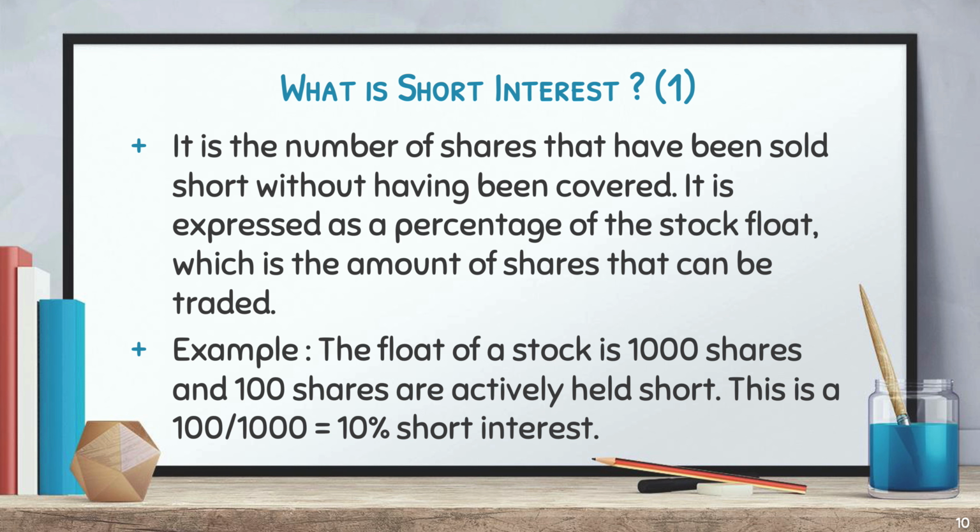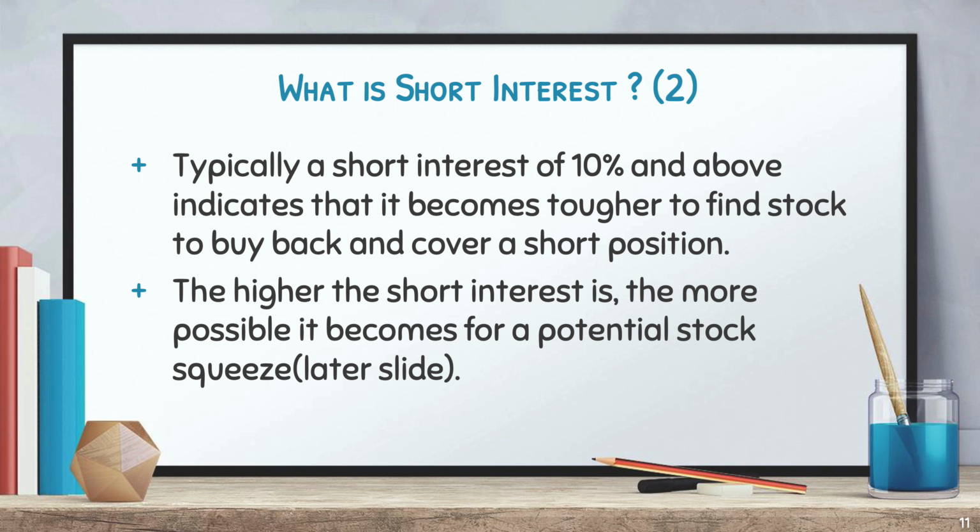The float of a stock is 1,000 shares. Again, the float is the amount of shares that can be traded. And 100 shares are actively held short. If you do the division, this is a 10% short interest. So basically 10% of the float is actively held short. Typically a short interest of 10% and above indicates that it becomes a little bit tougher to find stock to buy back and cover a short position. And also it indicates that potentially the underlying company is not really doing that well. It's sort of like a bearish sign for the company in most situations.